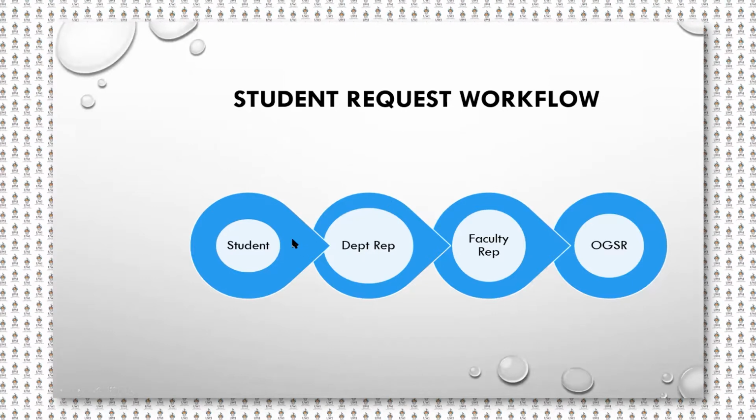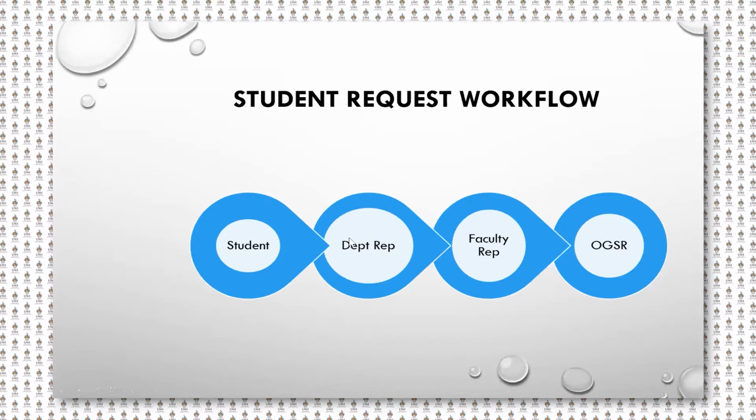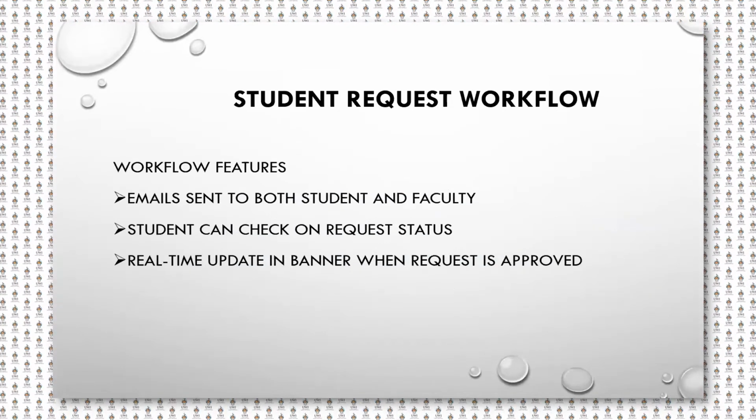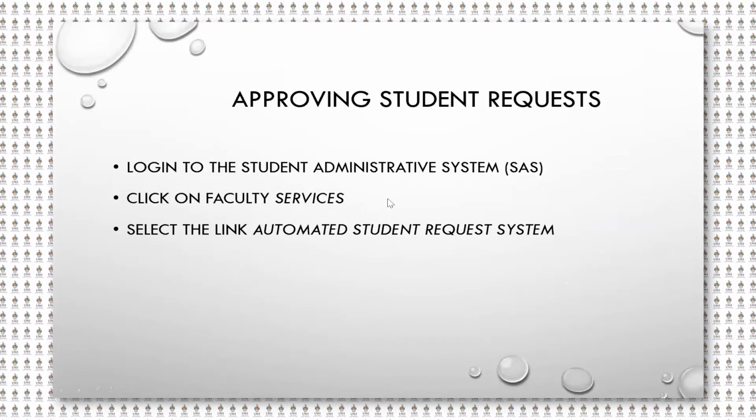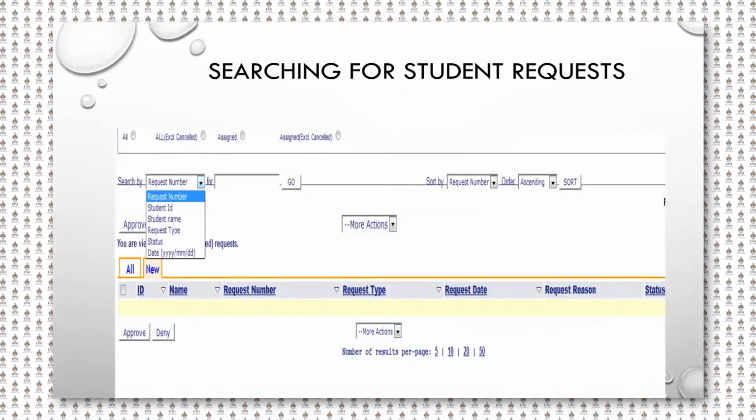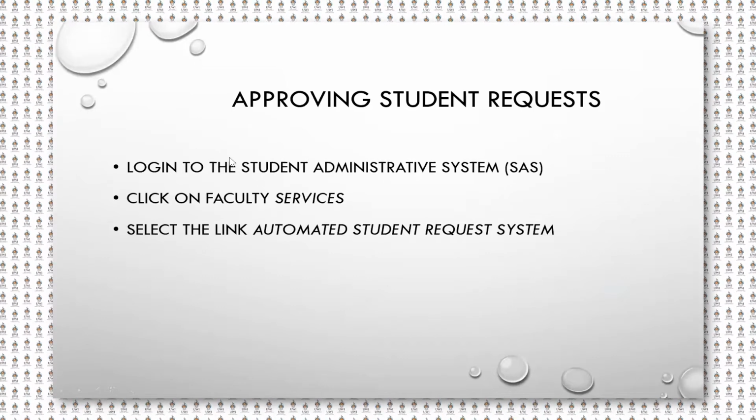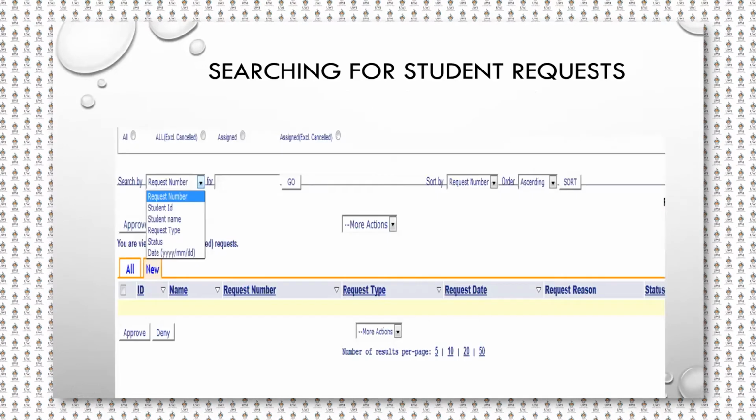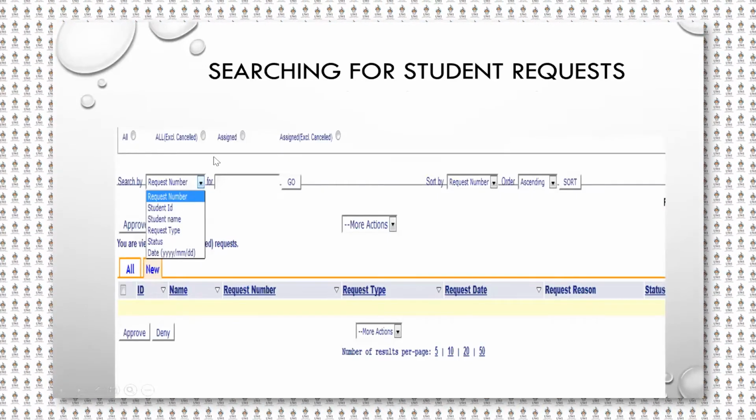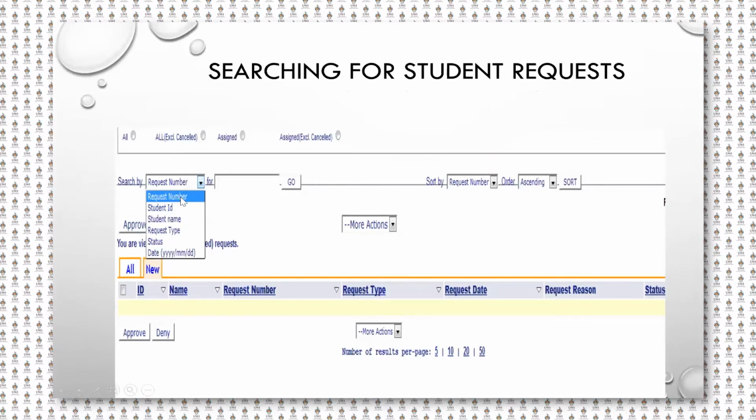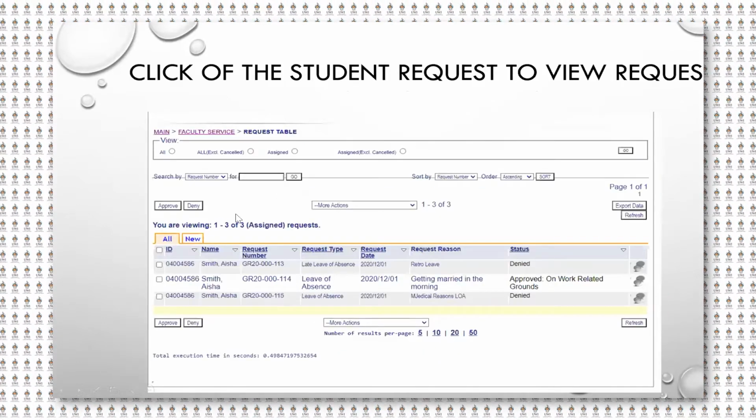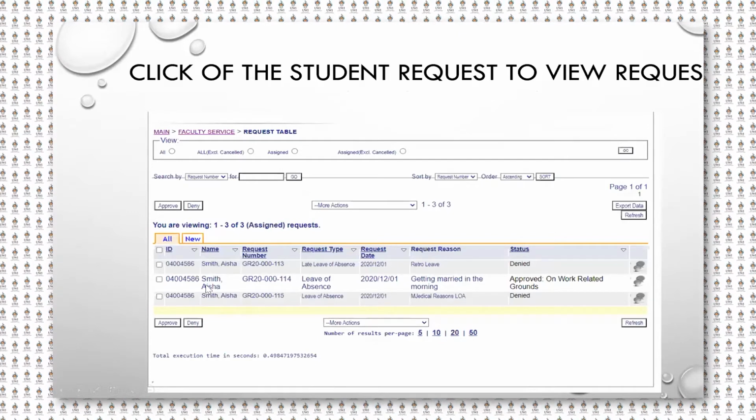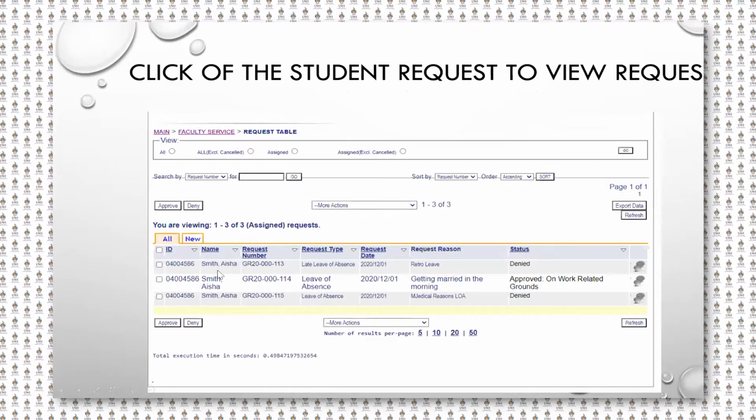So after the student makes a request and gets an email that the request has been made, it goes to the department rep. The department rep gets an email and will log on to ASRM. The department rep will click on services instead of student services, and go to the ASRM link. The screen will come up, and they put in the search number and click on search, and all of the pending requests for that department will be displayed for the department rep.